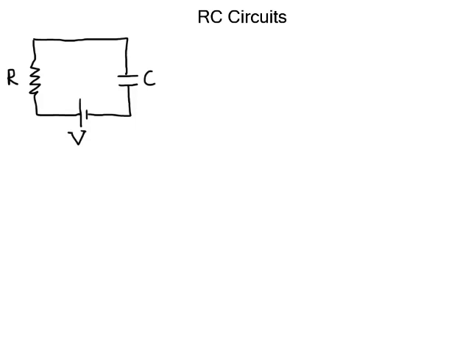Hi there and welcome. We're going to take a look at a circuit called an RC circuit. Now the R stands for resistance and the C stands for capacitance. So this is a circuit that has both a resistor and a capacitor in it. In its simplest form, like you see over here, they're in series with one another and a battery.